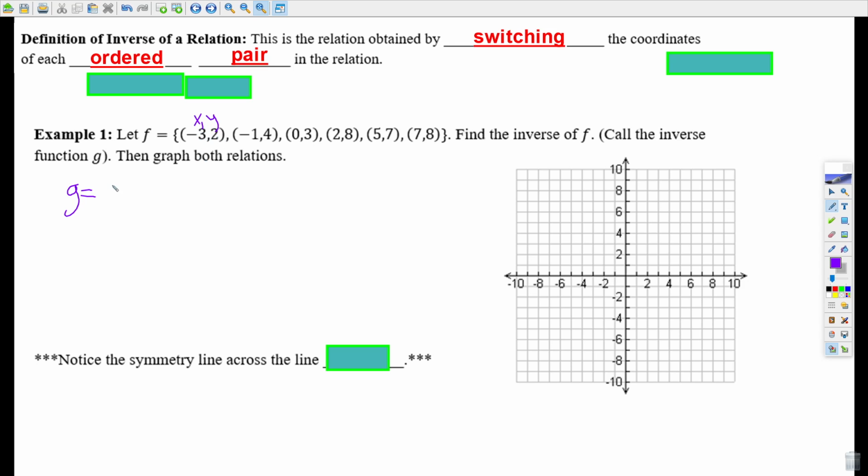So our new values for each one of these, put a little bracket here, would be (2, -3), (4, -1), (3, 0), (8, 2), (7, 5), and (8, 7).